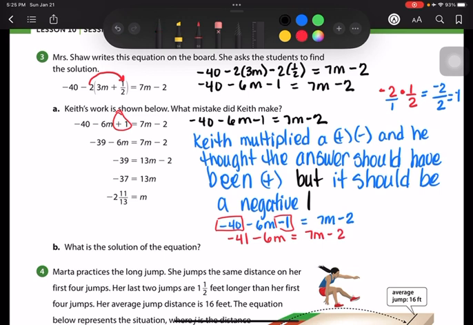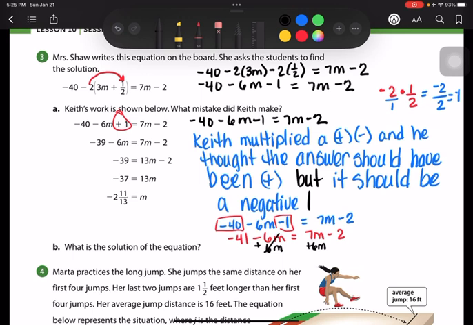Since 7m is my larger variable on that side, I'm going to add 6m to both sides so I can move this variable to where the 7 is. And that'll get rid of my variables over here.